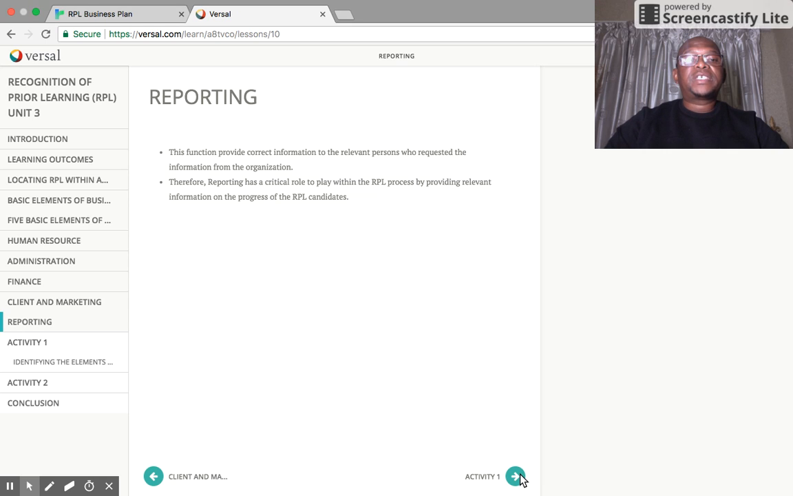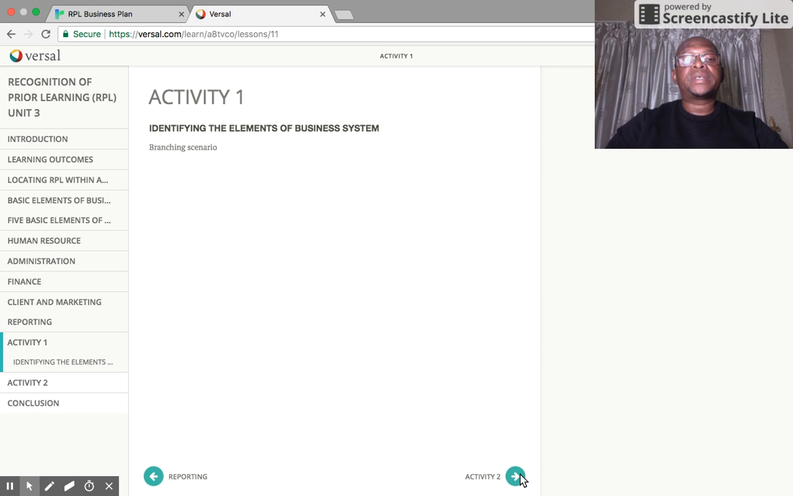The reporting function provides correct information to relevant persons who request the information from the organization. Therefore, reporting has a critical role to play within the RPL process by providing relevant information on the progress of the candidates.